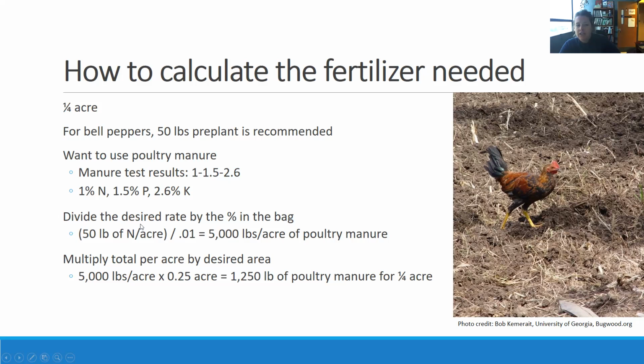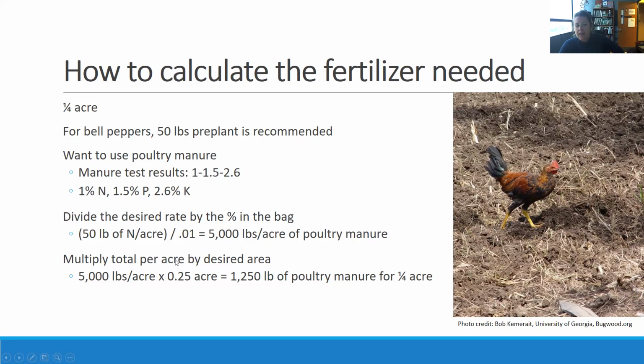So again, you're going to divide the desired rate by the percent, not in the bag, but in perhaps the truck, the dump truck of manure. So 50 pounds per acre of nitrogen divided by 0.01, that is the nitrogen content. 5,000 pounds per acre of poultry manure.